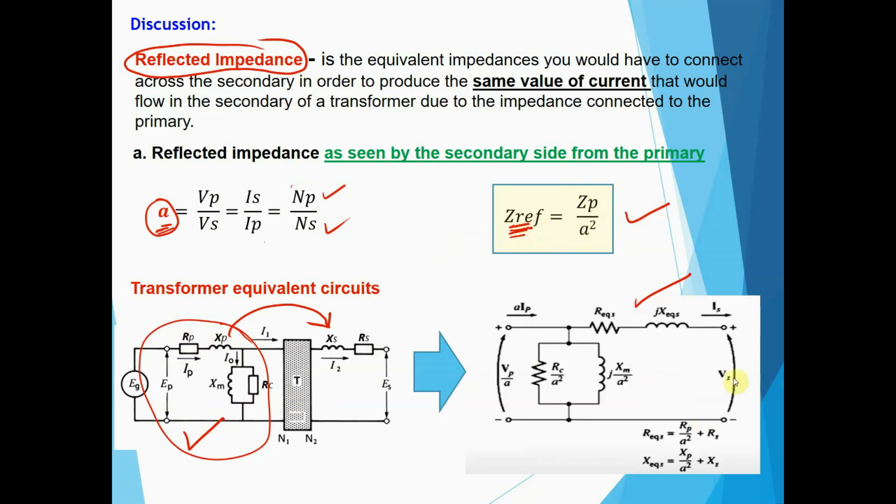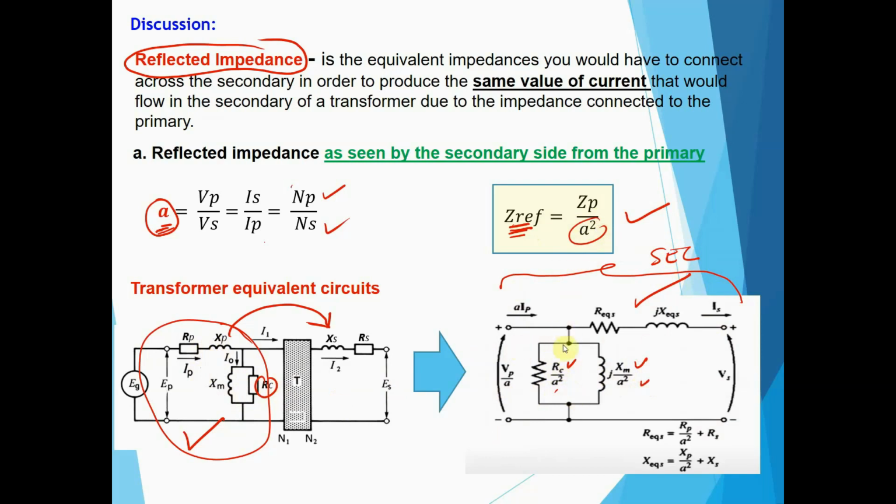Now, let us focus on this circuit. I want to reflect these impedances of the primary into the secondary. This circuit here is already the secondary. Now, I want to reflect this XM and RC into the secondary, so I have to divide by A squared. From here, RC over A squared, right? We have RC here, and XM over A squared. So they are still in parallel.